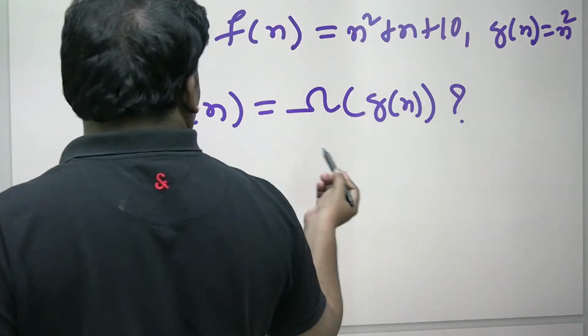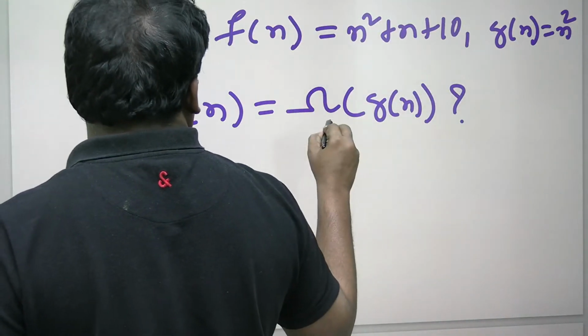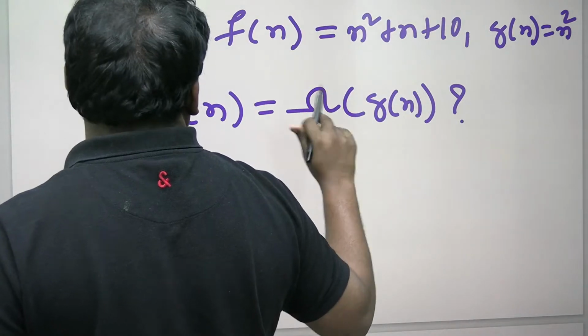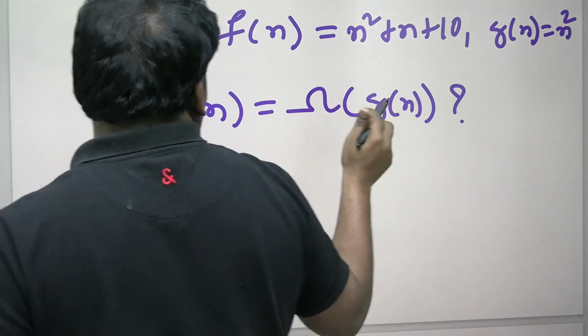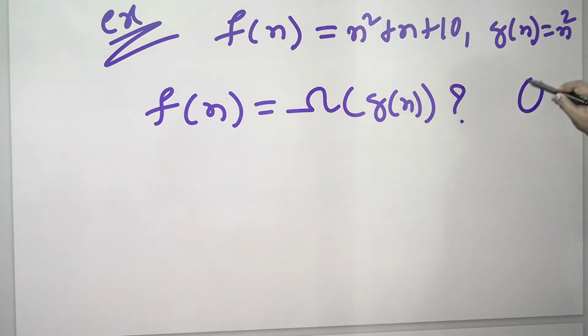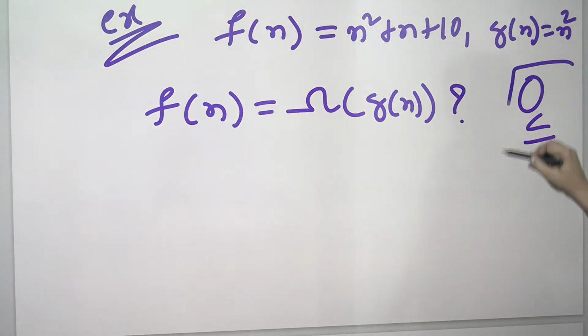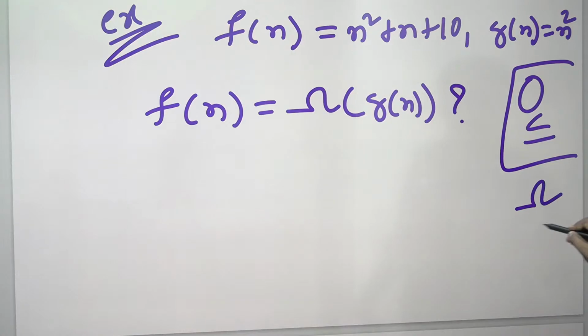Before we see this one, big O means less than or equal to. Omega means greater than or equal to. Other than that, no change. This is the only difference.